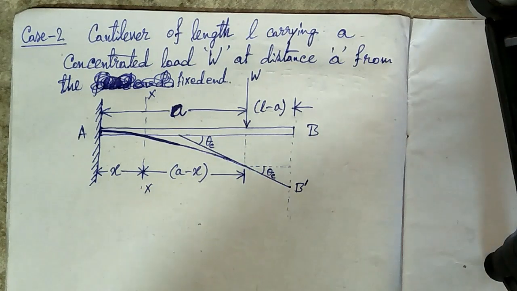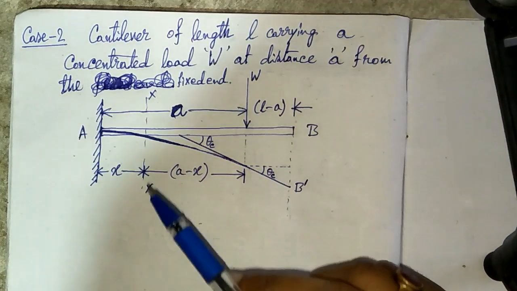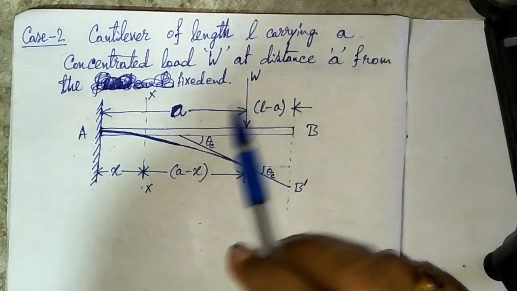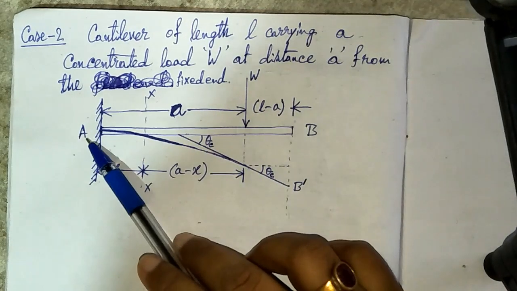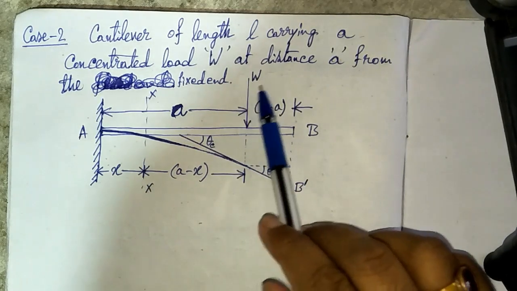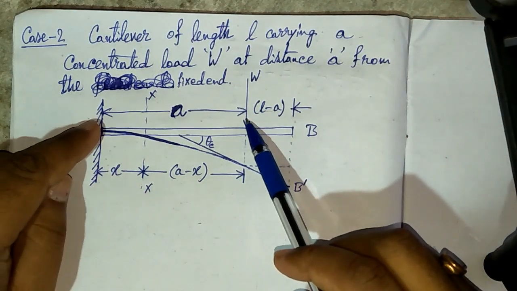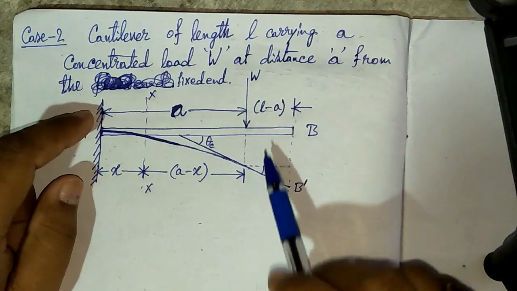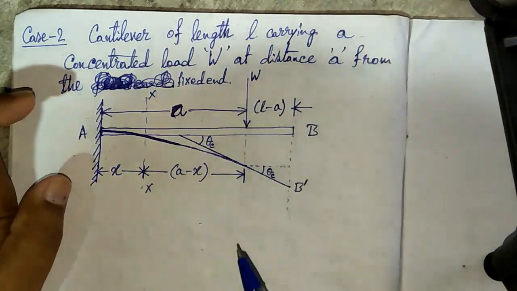So this is case number 2, where we have a cantilever beam with a load W at a distance a from the fixed end. The length of the cantilever beam is AB, or the total length is L, and W is the concentrated load. The distance of W from the fixed end is small a. As the total length is L, the distance of W from the free end is L minus a.